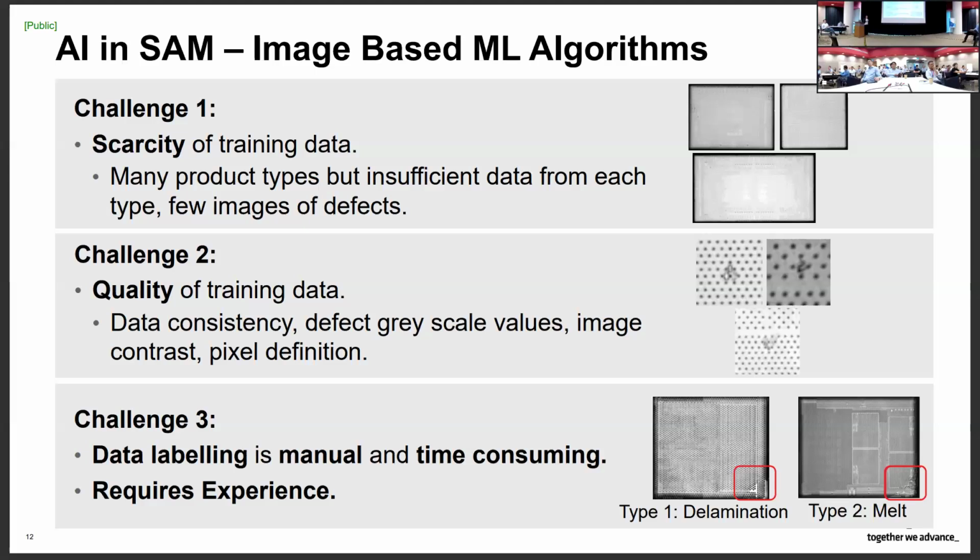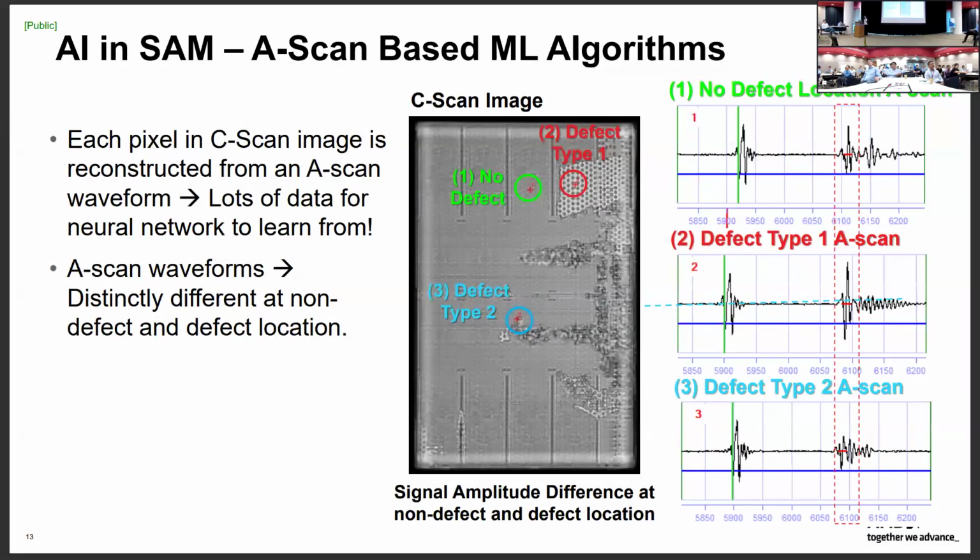Again, the quality is the issue. How good is the image that you get to train the model? And then if it's a solution that requires you to label the data, it is very time consuming, and it requires experience as well to do the labeling. So this is another vendor-based solution where, instead of using images, they use the acoustic waveform to label and to teach their model, because in this acoustic imaging, each pixel is actually one waveform. So there's plenty of data to train on. That's one of their solutions.